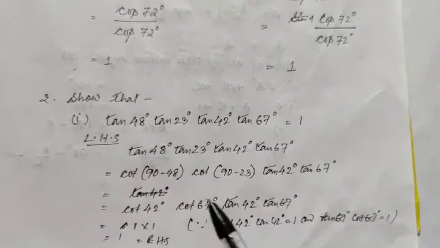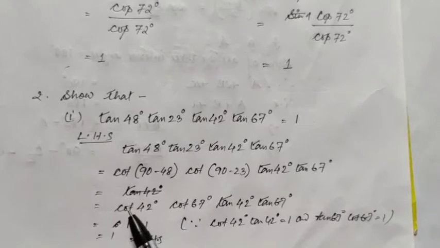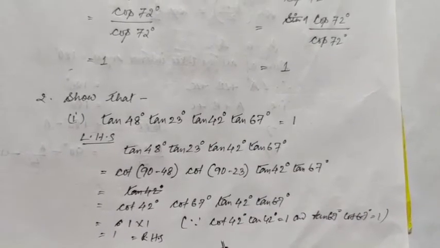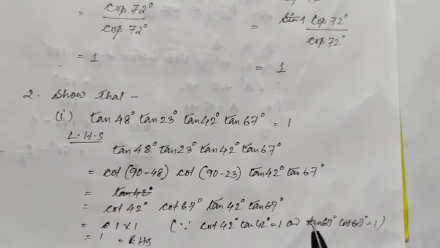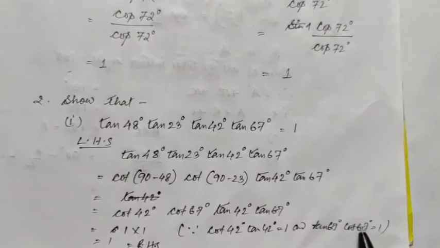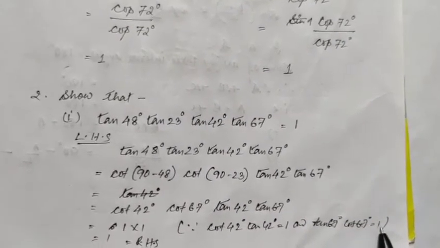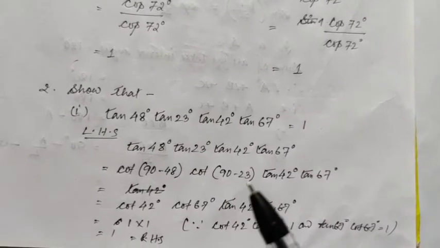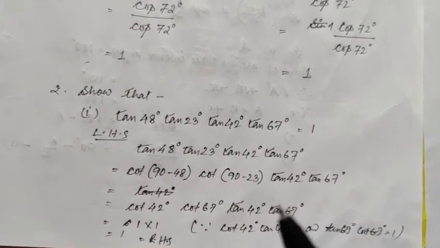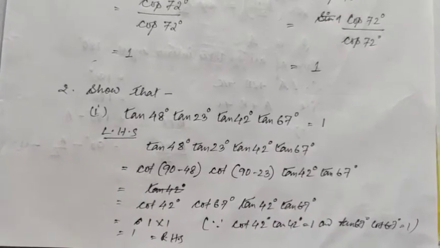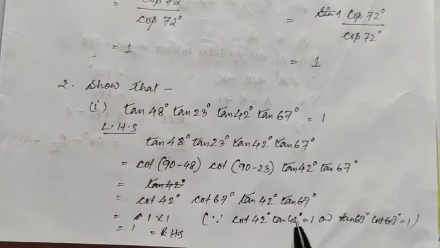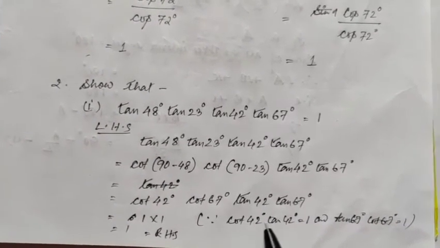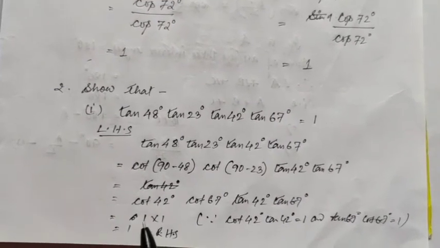Now again see, we know the reciprocal of cot is tan, so cot 42 degree and tan 42 degree is equal to 1. Also tan 67 degree and cot 67 degree is also 1, because multiplicative inverse is what? If two numbers are said to be multiplicative inverse, then the product of those two numbers must be 1. That's why, since they are multiplicative inverse of each other, the product of these two numbers will be 1. Okay, that's 1 into 1, 1, which is equal to RHS. Okay, my dear students.